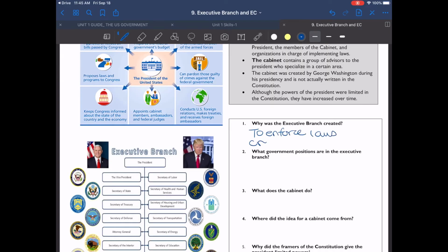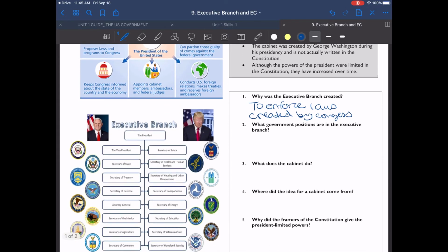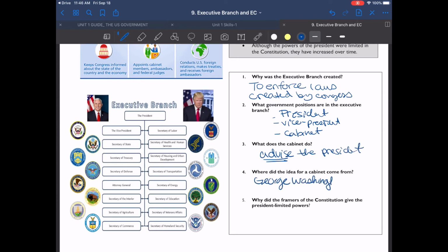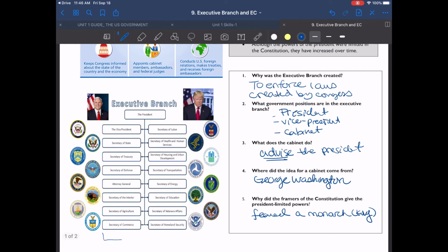So as you see the answers going down on the screen, just going to give you some quick background to each. The executive branch's main job is to enforce laws that are written by Congress and ratified by the president, or written by Congress and passed by a 2/3 majority over a veto. So the president, the vice president, and the cabinet, a group of advisors, are in the executive branch. And their main job is to advise and give information to the president, and they usually have areas of expertise and experience that the president does not.